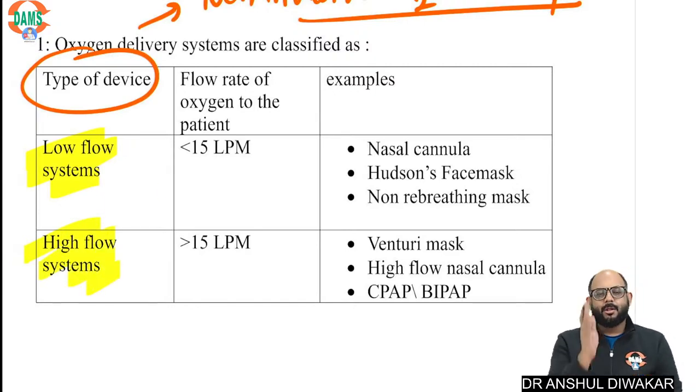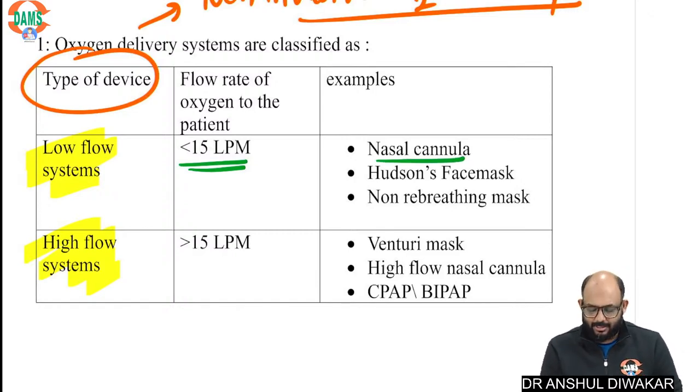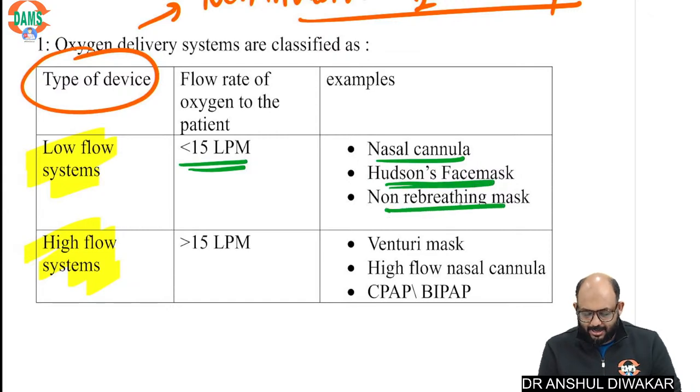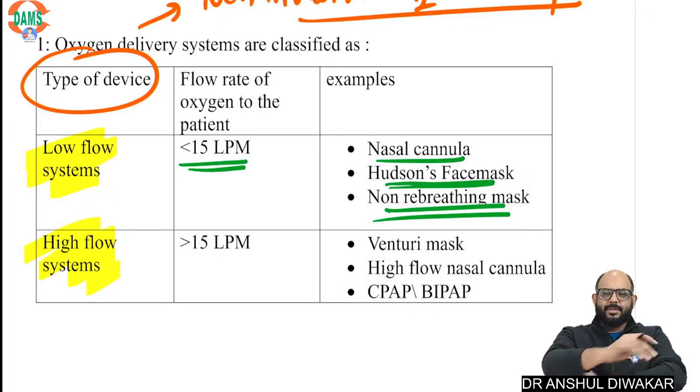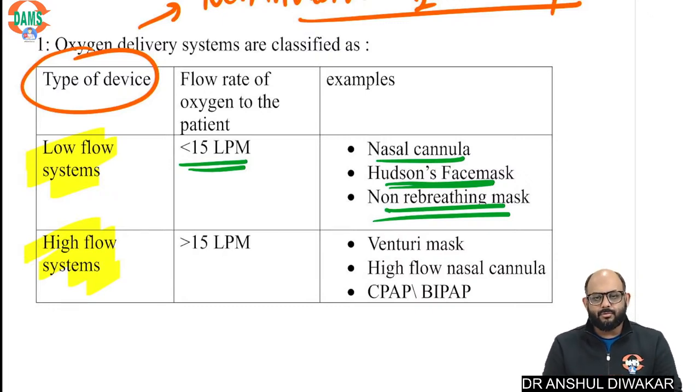What is a low flow system? A low flow system is where the flow rate of oxygen going to the patient is less than 15 liters per minute. And this is the most common oxygen therapy that you are going to use, which includes nasal cannula, Hudson's face mask, and non-rebreathing mask. Nasal cannula, normal low flow nasal cannula, Hudson's face mask, the O2 mask that you commonly use, and non-rebreathing mask.